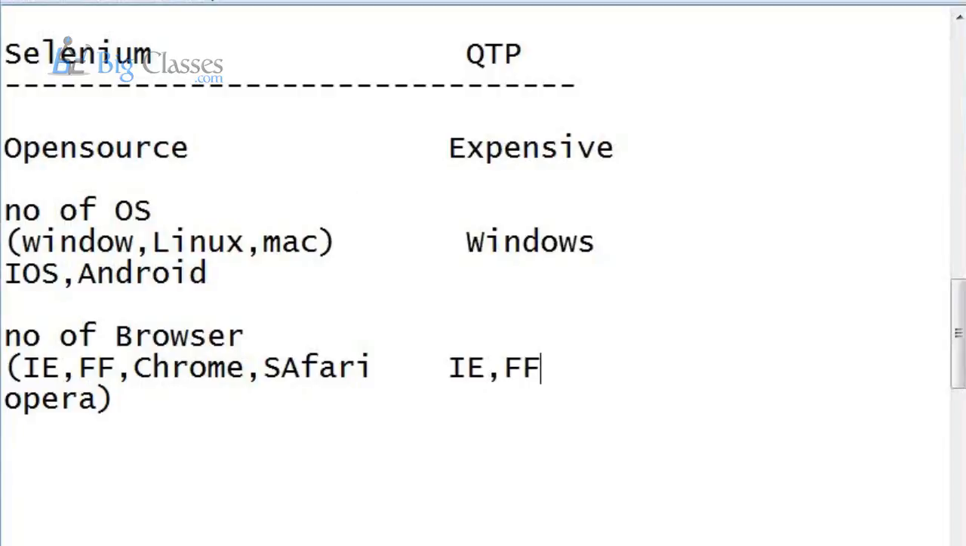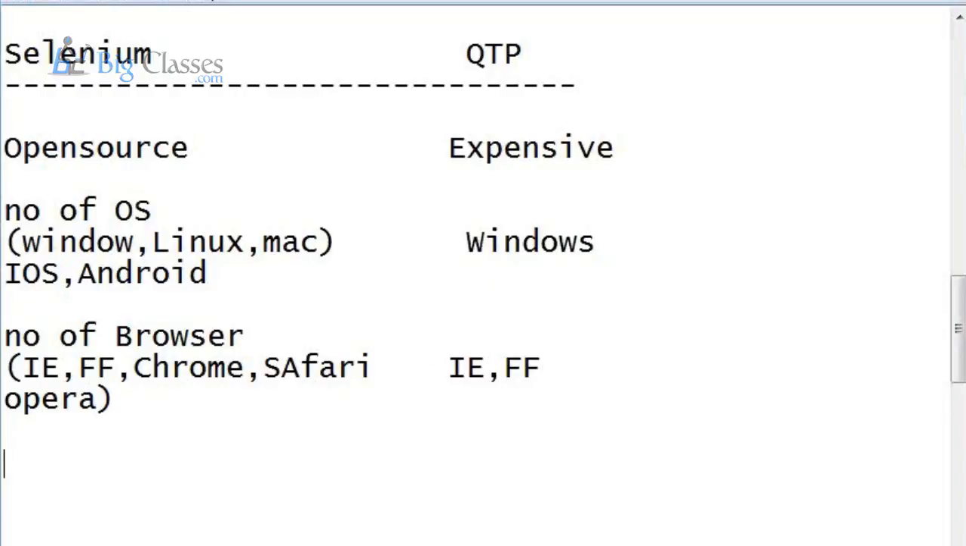For example, if you want to verify an application by opening Chrome, it is not possible with QTP. For example, if I need to open the Facebook application using Chrome and perform testing, QTP will not support it, but Selenium will. Why? Because Selenium can support all browsers, but QTP supports only a few browsers. And Selenium can also support a number of languages.